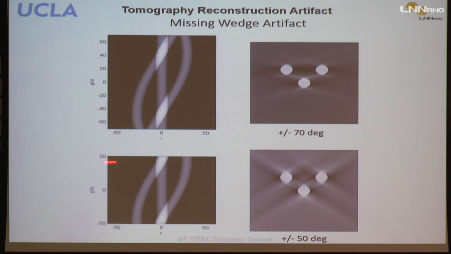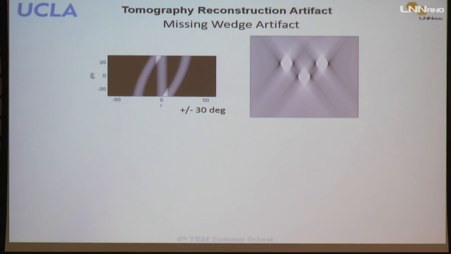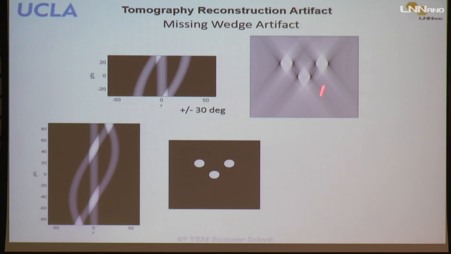If I further increase the missing wedge, in this case I only have plus minus 50 degrees. Then this one is elongated a lot. And in a very extreme case, I measured only plus minus 30 degrees. Then I'm missing a lot of projections, and this is the reconstruction. Compared to the original one, it's completely artifacted and elongated along this direction. So missing wedge usually makes elongation along the missing wedge direction.